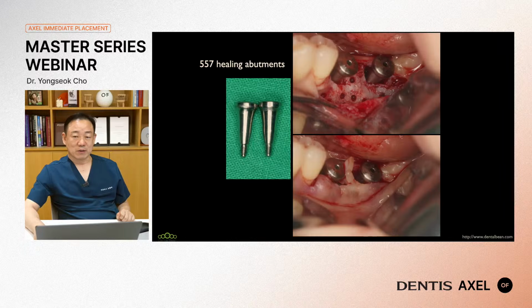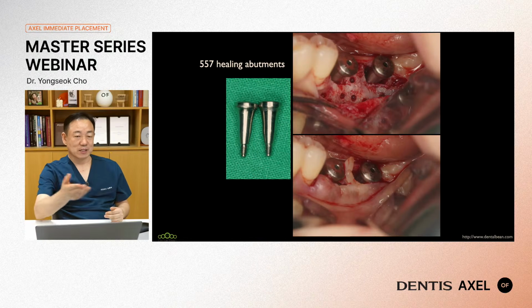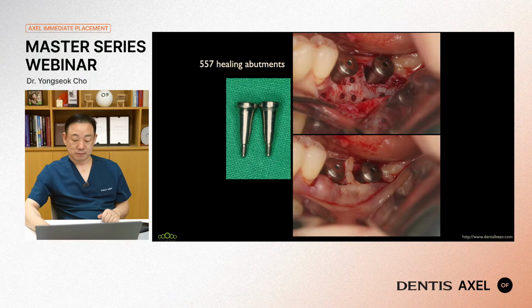5.7 millimeter healing abutment was connected, and because I want to do GBL in this case, it is difficult to approximate the flap between the healing abutments in one-stage surgery, so I simply rotated the buccal flap. Okay.